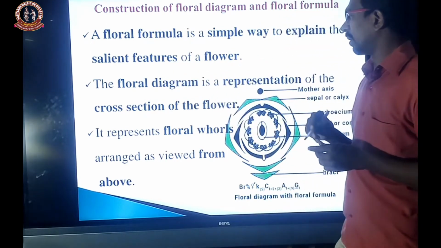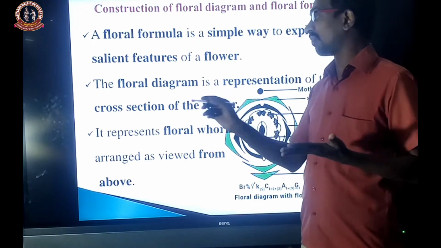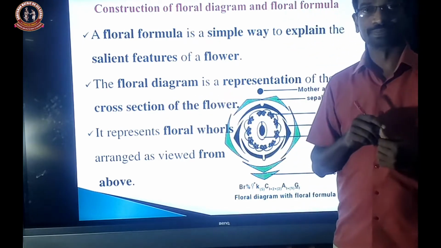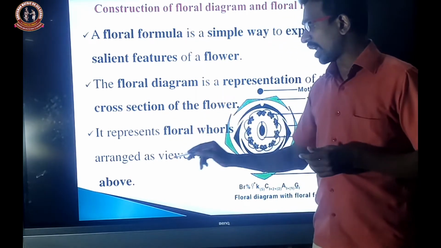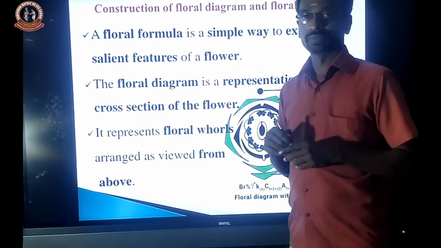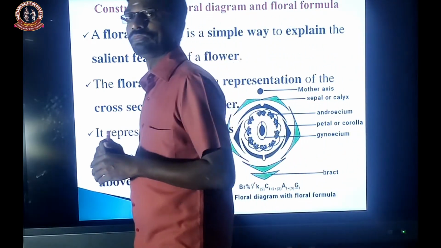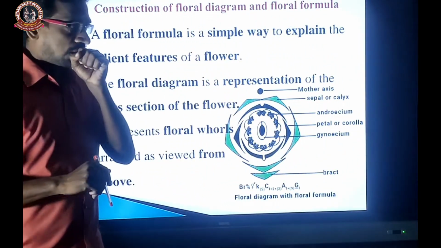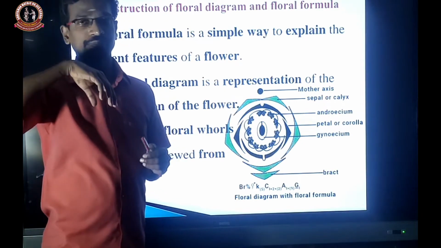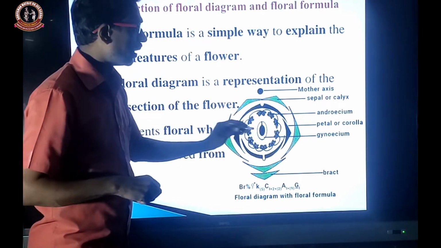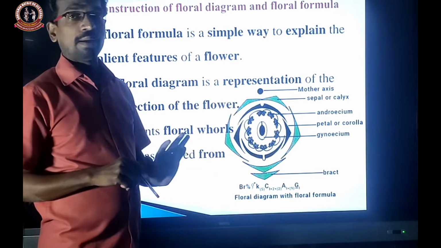The floral diagram is a representation of the cross section of the flower. It represents the floral whorls arranged, in a view from above. Which one? The floral diagram. In the view from above, we can clearly see how the floral whorls are arranged through the floral diagram.